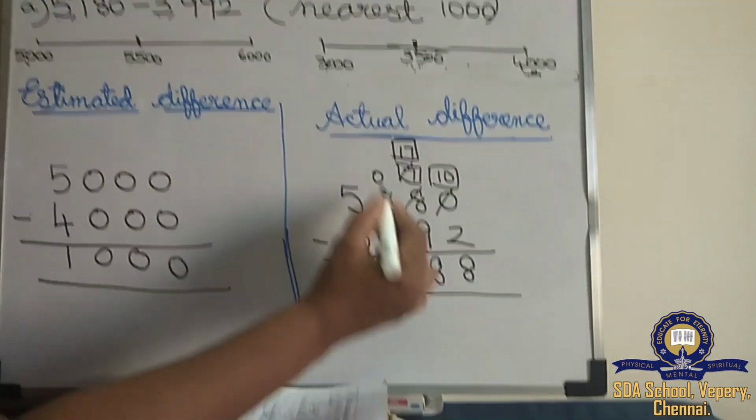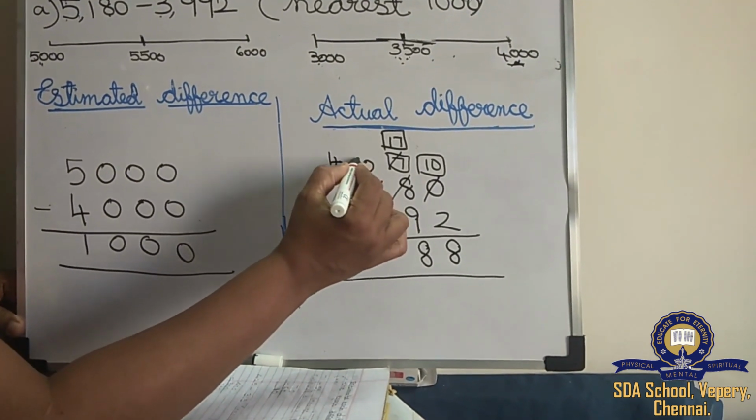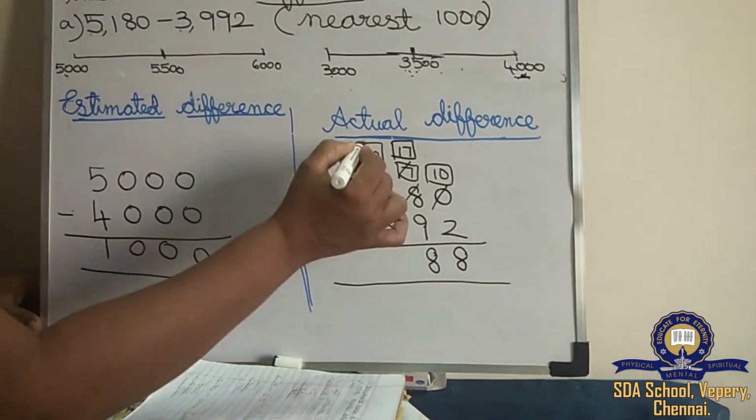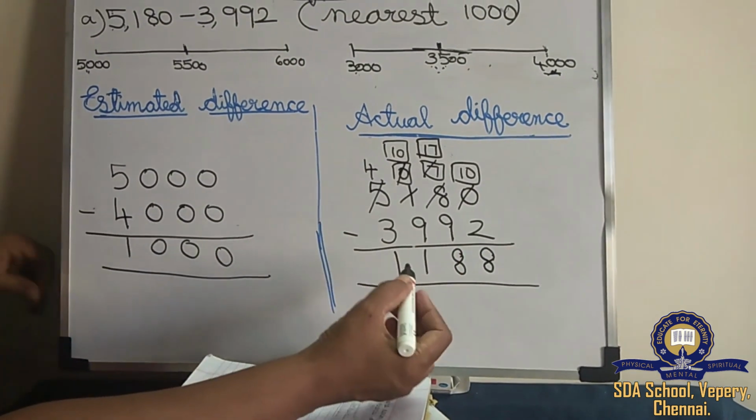Can you count after 9 to 0? No. What you have to do? You have to borrow from 5. And this 0 will become 10. So after 9, if you count, 1 will be the answer. After 3 to 4 means 1. So what's the answer, children?